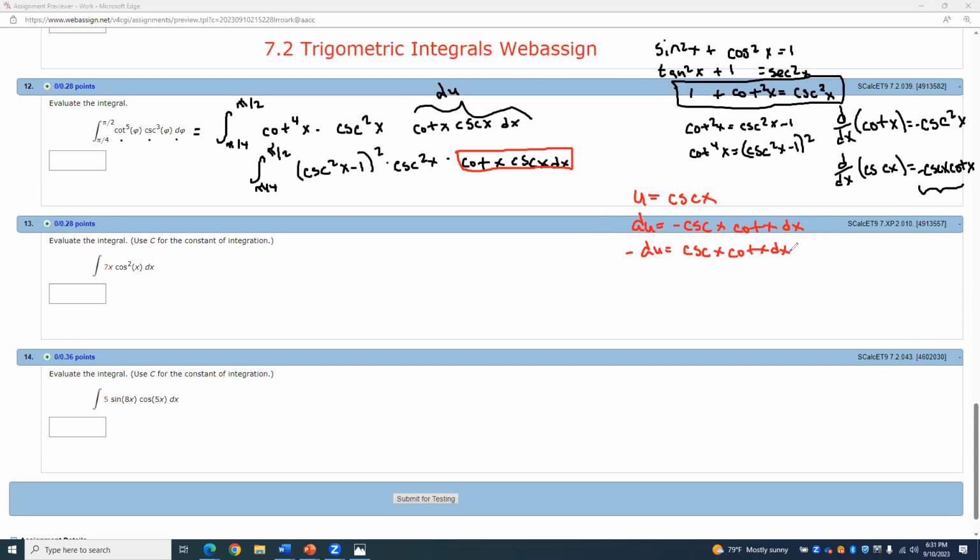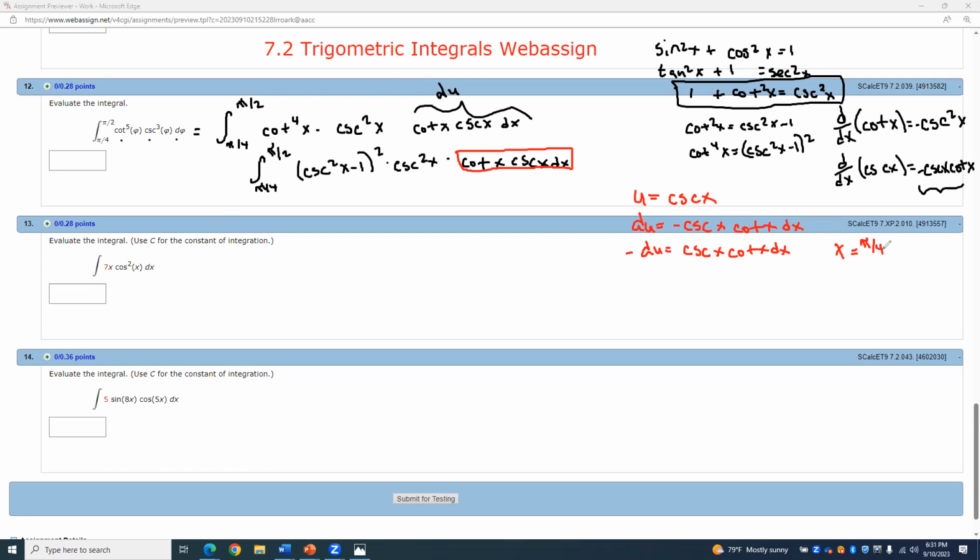What else do I need to do here? Unfortunately, this is a definite integral, so there are bounds, which sometimes feels like a bridge too far. But that's okay. What we're going to do now is turn our bounds from pi over 4 to pi over 2 into u, and that way we don't have to look back at cosecant. It might not feel like it right now, but this will help us. I usually start with the lower one, but it's up to you.